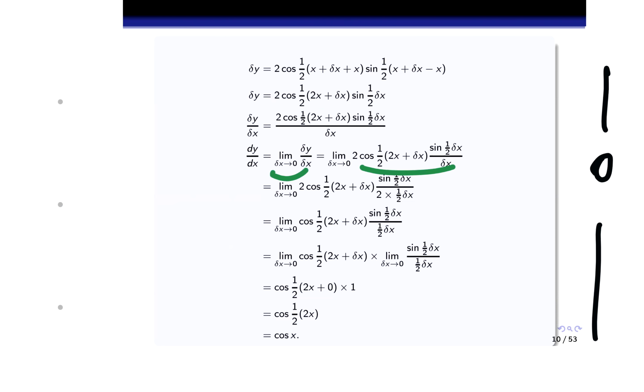So you have the limit as delta x approaches 0 of 2 cos half (2x plus delta x) sine half delta x, all over delta x. Now, see what is happening here. You have half delta x up here, right? But then this one can go on its own, but then you're bringing the delta x under this for what is going to come next.